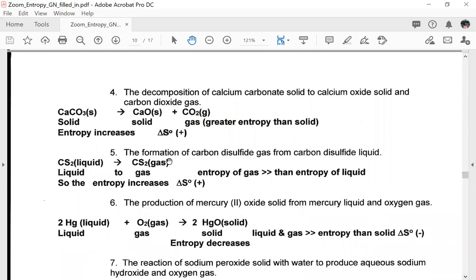Okay, so next, the formation of carbon disulfide gas from carbon disulfide liquid. So we've got liquid going to gas. The liquid to gas, the entropy of the gas is much greater than the entropy of the liquid. So the entropy increases. Our delta S of the standard state is positive.